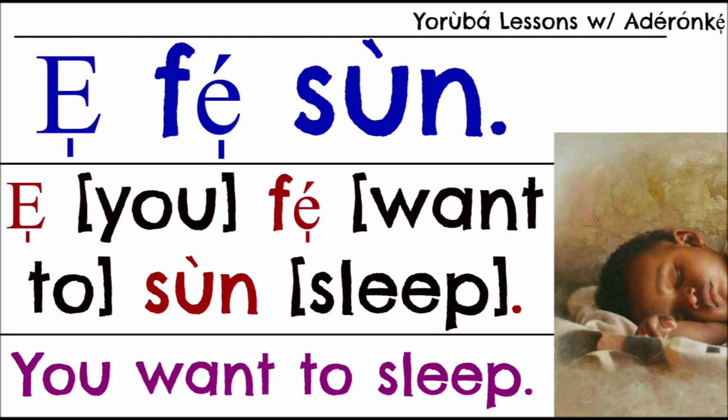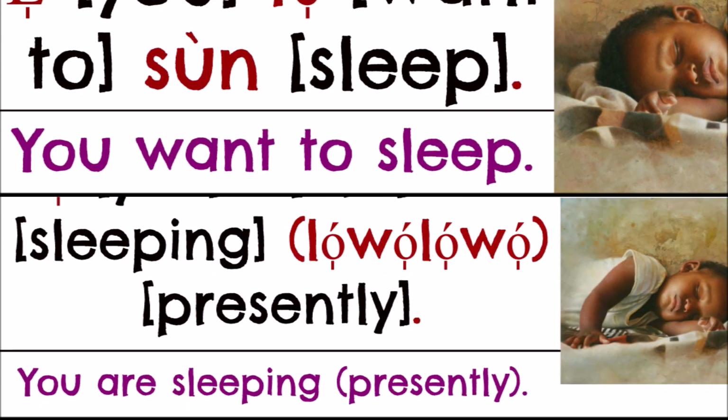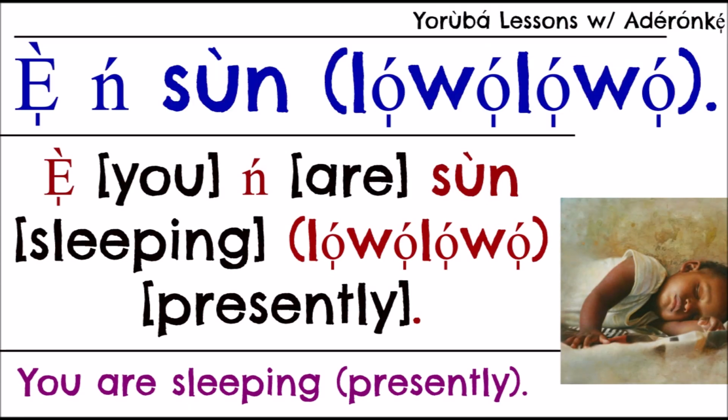Ẹ fẹ́ sùn, you want to sleep. Ẹ sùn lọ́wọ́lọ́wọ́, or you could even say Ẹ sùn. If you want to exclude the "presently," you would say, you're sleeping. Ẹ sùn lọ́wọ́lọ́wọ́. You're sleeping presently, for the present tense.